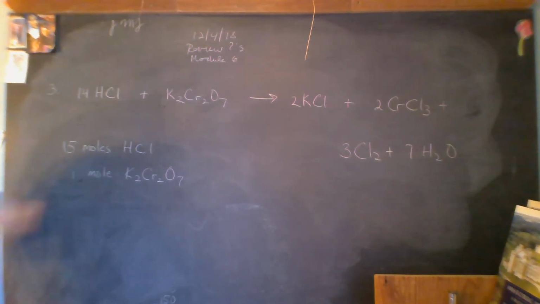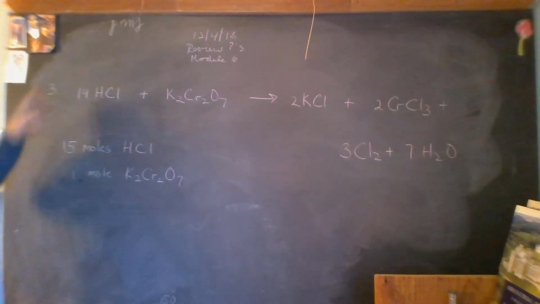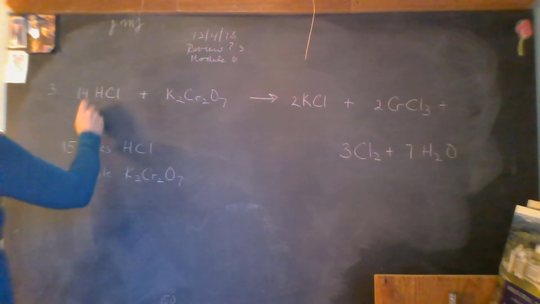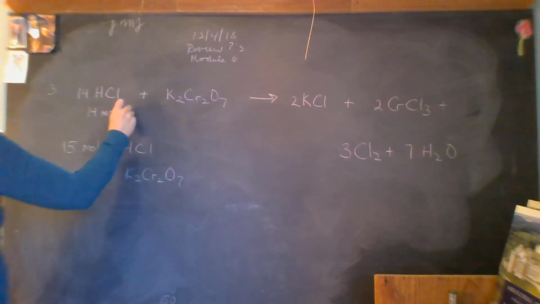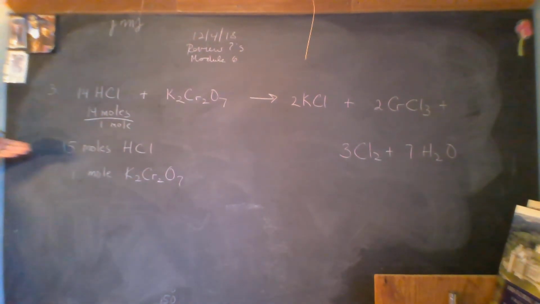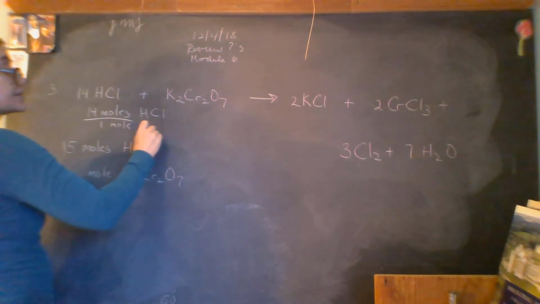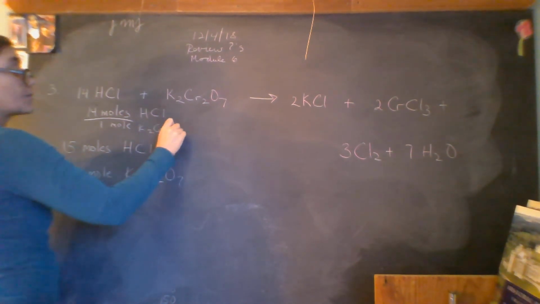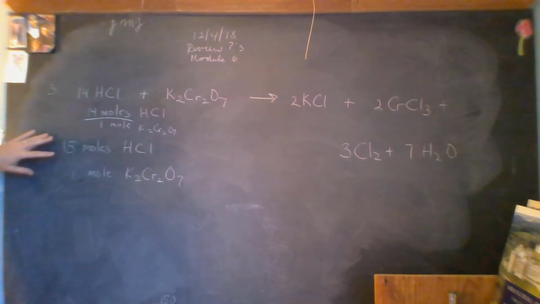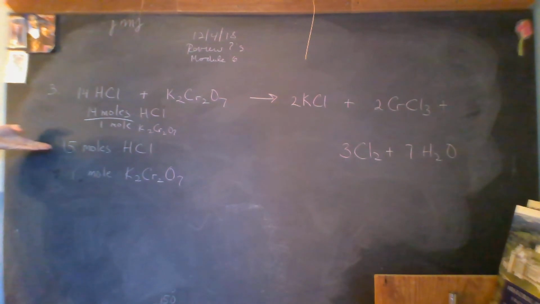What is the ratio in the reaction? It's how many moles to how many moles? 14 moles to 1 mole, right? So what's going to happen when you have 15 moles? Let's confirm this is HCl, and this is K2Cr2O7. Which one is going to run out? We're going to use up 14 of this and 1 of this, and then we're going to have 1 of this left. So the first one to run out is K2Cr2O7.